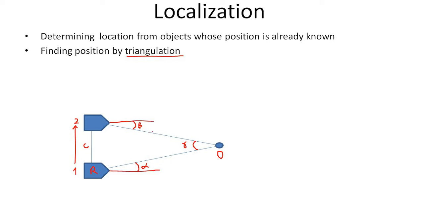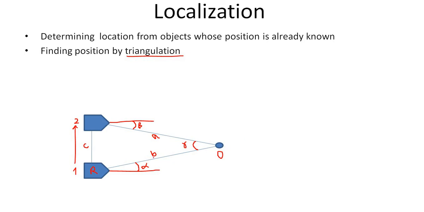Okay, now we have 3 angles and 1 length. What do we want to find? First we need to find this length A and then this length B, because once we have the distance between the robot and an object, then we can use the same method as we used in the previous slide to localize the robot.